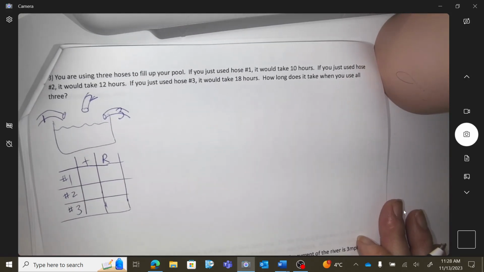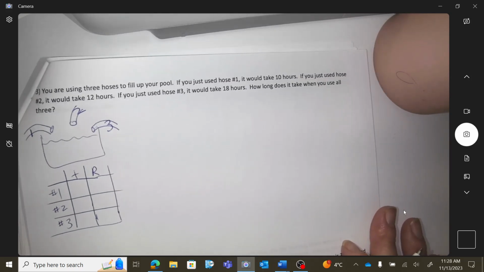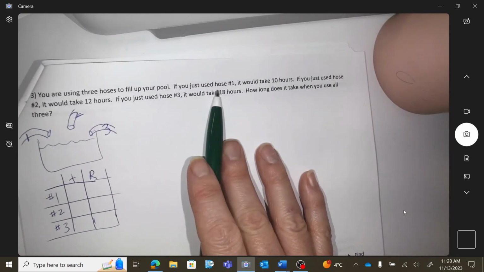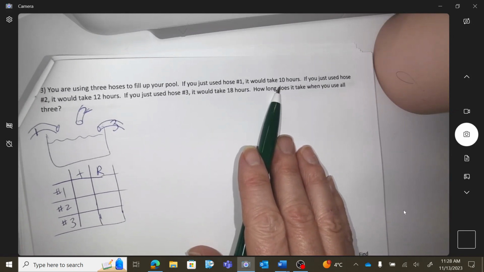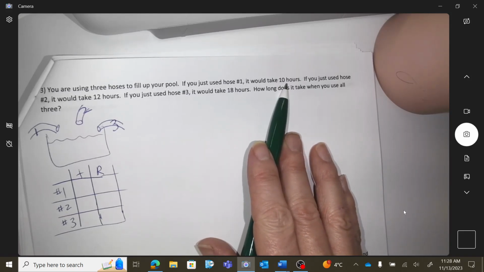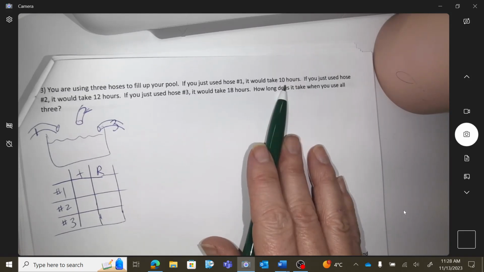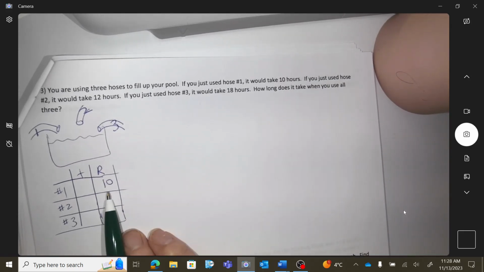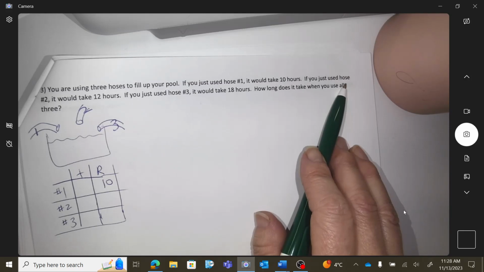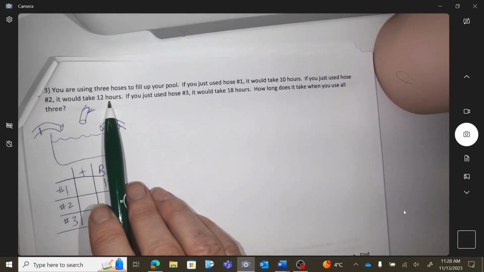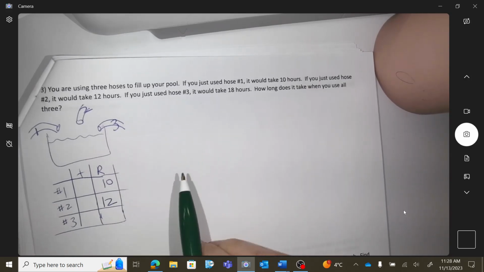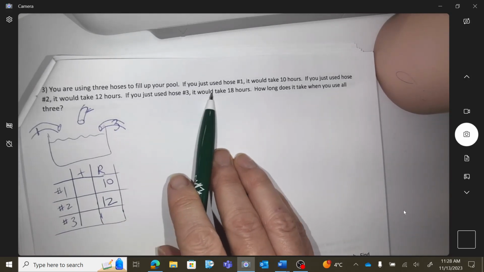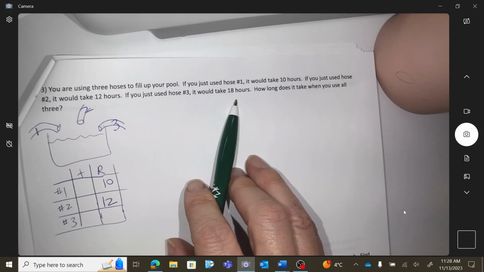Okay, so I'm going to read and then we're going to fill in the chart. If you just used hose 1, it would take 10 hours to fill up your pool. So is that a time that it went or a rate of it doing a job? Rate. If you just used hose number 2, it would take 12 hours. Is that a time of working or a rate to do a job? Rate. If you were to just use the 3rd hose, it would take that hose 18 hours.